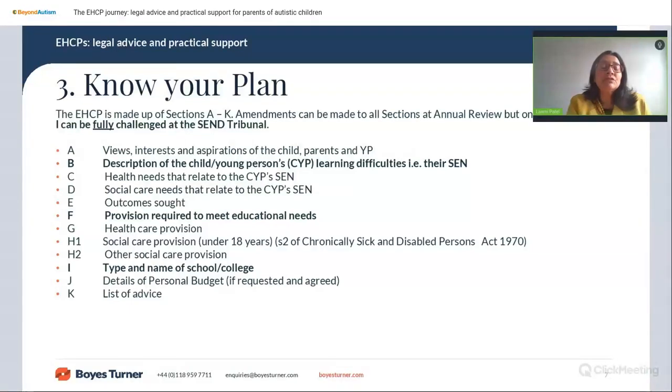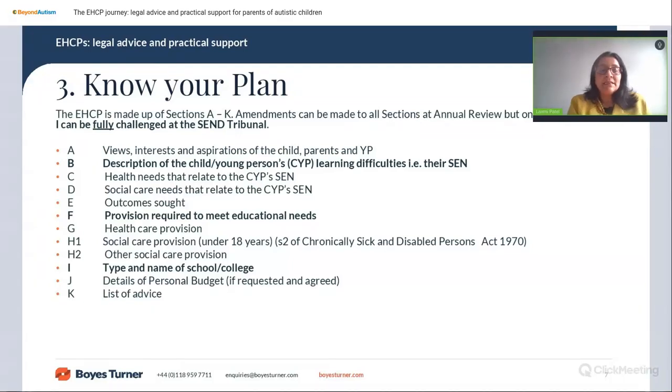Section A, I always say, is a good introduction and general overview to your child's needs and what you're hoping to achieve. Section B and also section F and section I, as I've put in bold here, are the sections which can be challenged through a SEND Tribunal appeal if you want to have those sections updated, amended. So those are the sections really that you need to focus on, because those are the sections that are legally binding. So section B is where it sets out the description of your child's needs. So what do they find difficult? Not about what they need in terms of provision, but what their difficulties are.